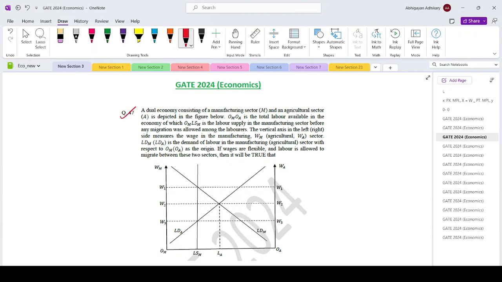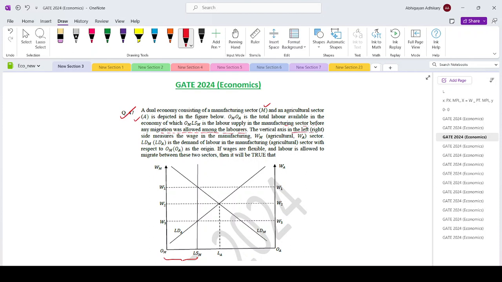Today we are looking at the GATE 2024 Economics paper, question number 47. A dual economy consisting of the manufacturing sector M and agricultural sector A is depicted in the figure. OMOA is the total labor available in the economy, of which OMLSM is the labor supply in the manufacturing sector before any migration was allowed among the laborers.